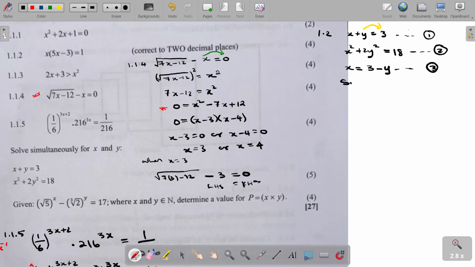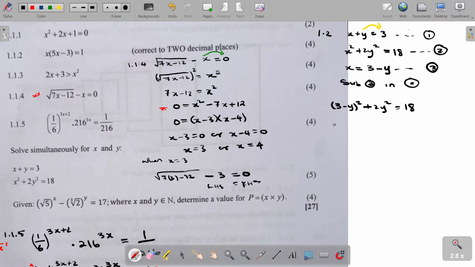Then we have to substitute that equation 3 in the equation which we did not use. Meaning to say wherever there is x, we are now going to substitute 3 minus y. So it becomes 3 minus y squared, where there is x, plus 2y squared equal to 18. Simplify here.